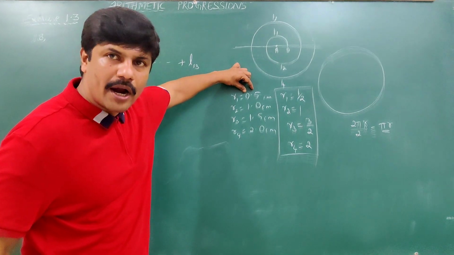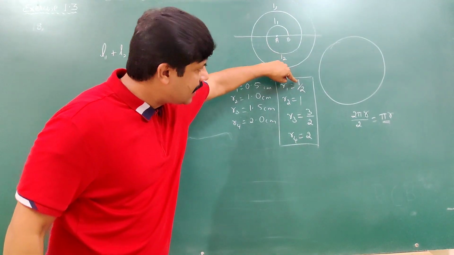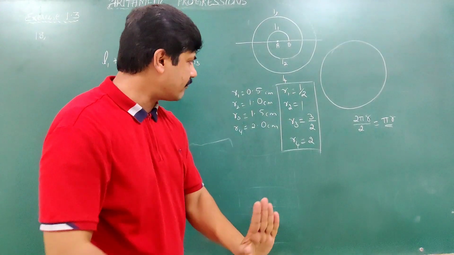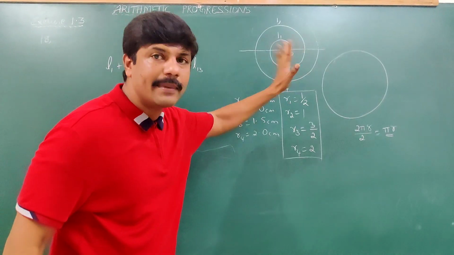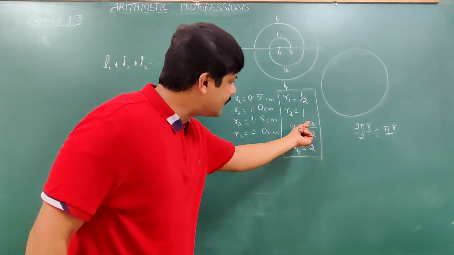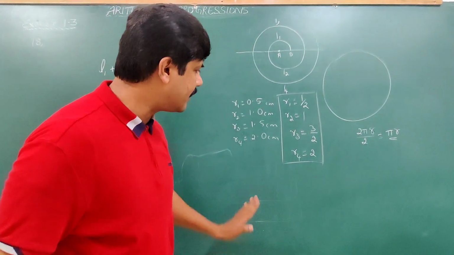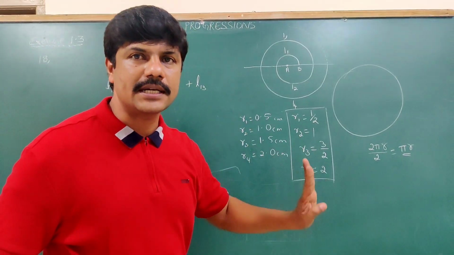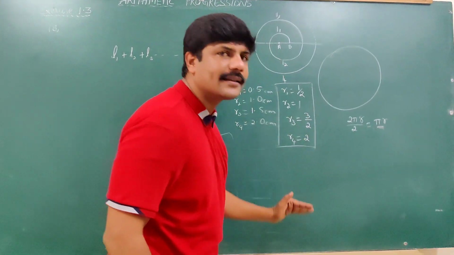R1 is 0.5. This 0.5 can be written as 1 by 2, which is nothing but 0.5. R2 is 1, maintained as it is. R3 is 1.5 centimeters, which can be written as 3 by 2, which is nothing but 1.5. R4 is 2. Did you understand, children? Now, these are the data given.